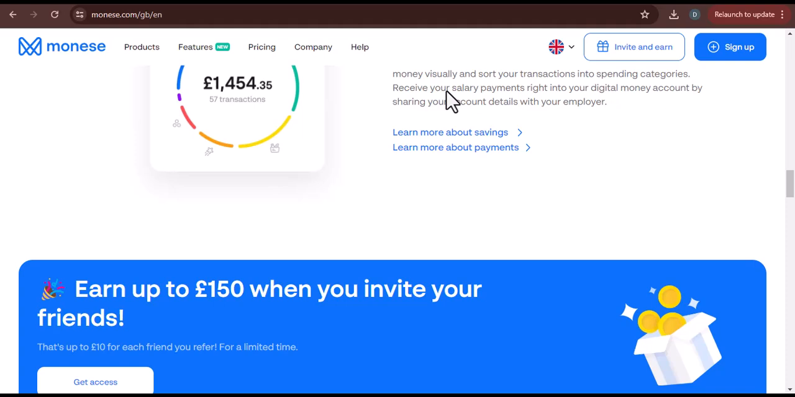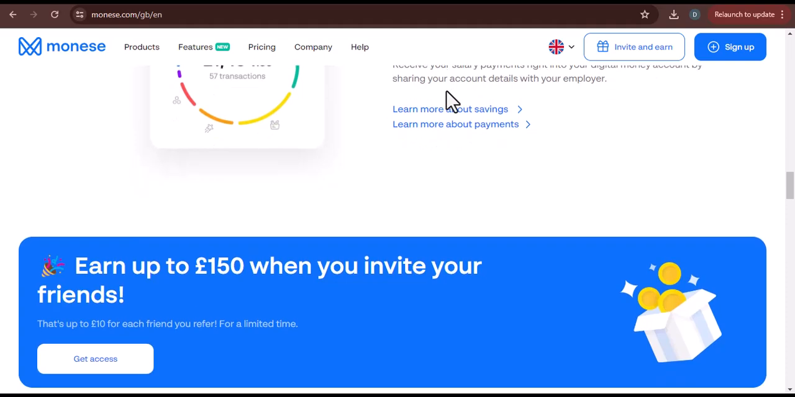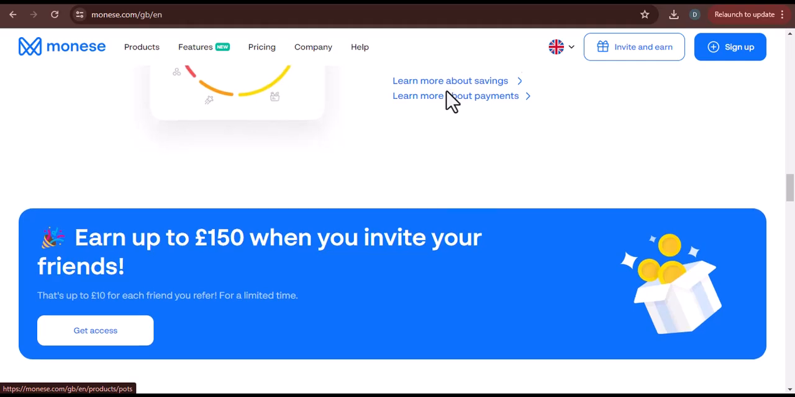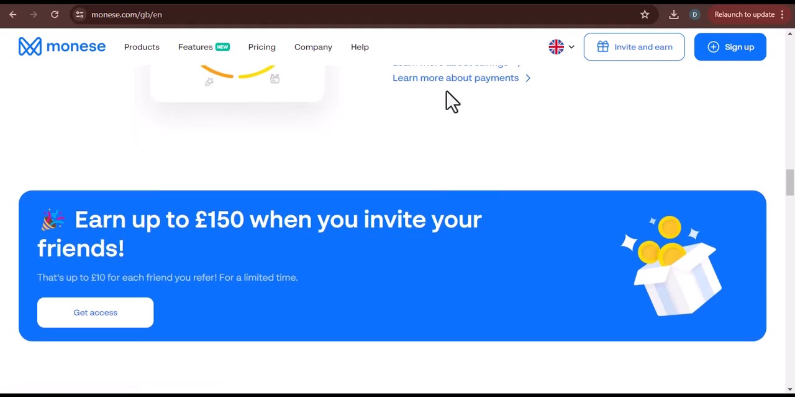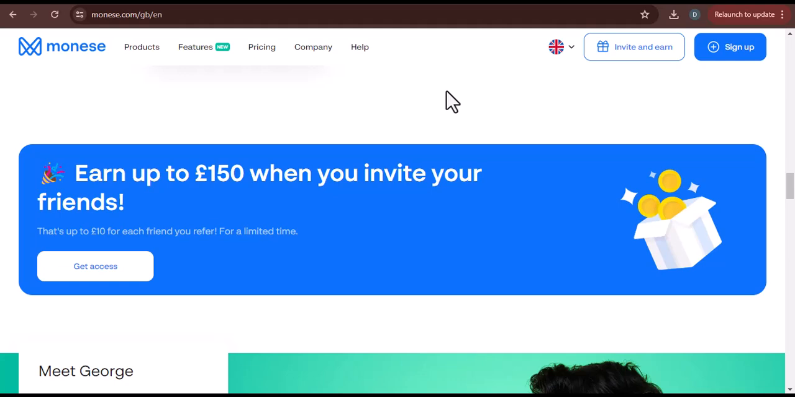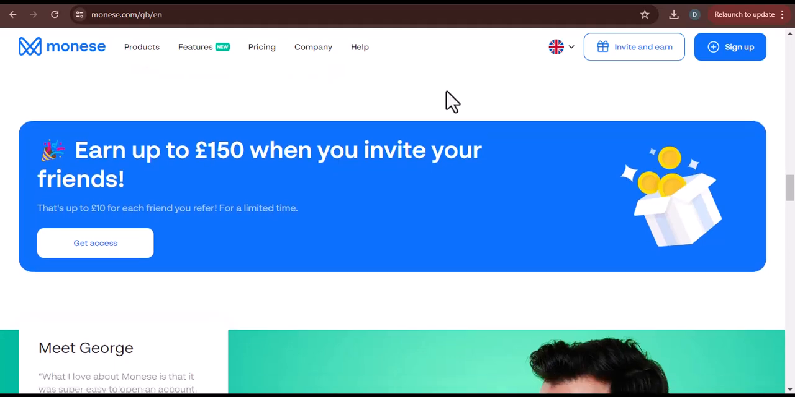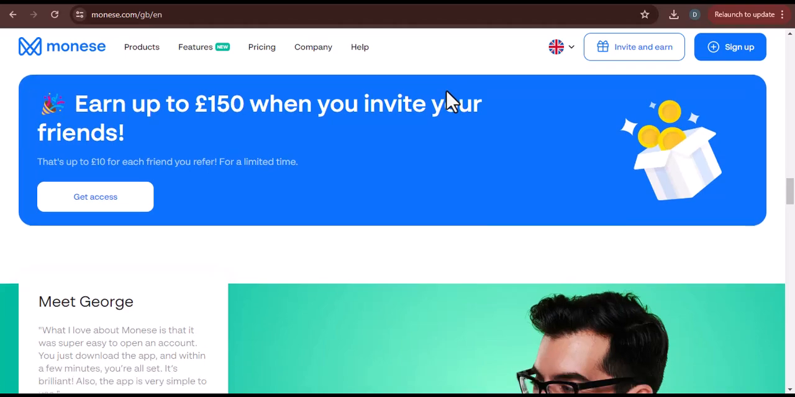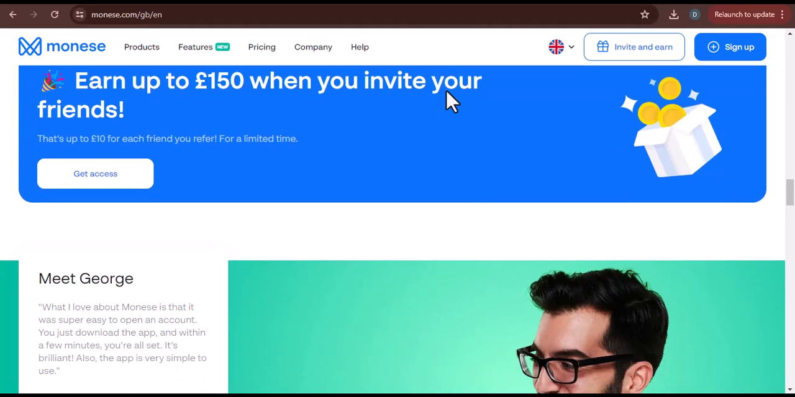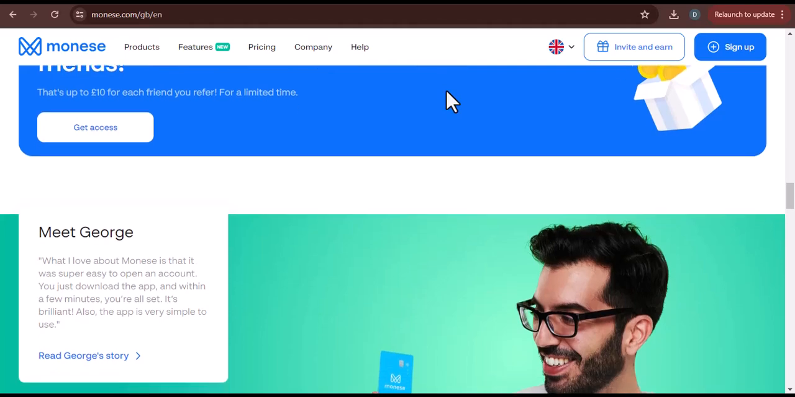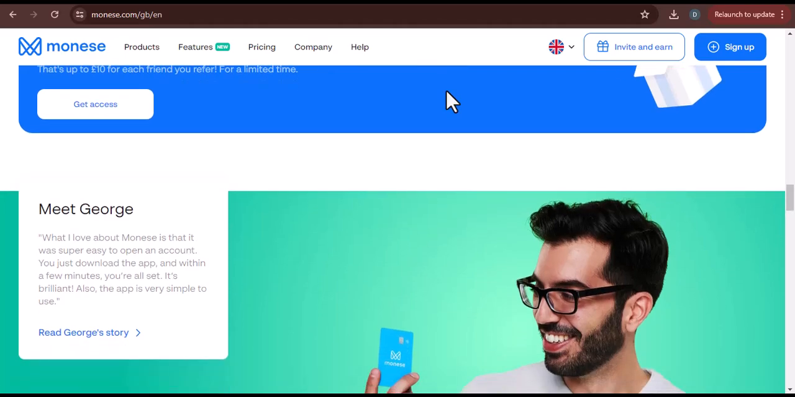How to avoid getting your Monese account blocked. There are a number of things you can do to avoid getting your Monese account blocked. These include: be careful when using your account from public Wi-Fi networks. Use strong passwords and change them regularly. Monitor your account activity regularly and report any suspicious activity to Monese customer support. Comply with Monese terms of service. Verify your identity as soon as possible.